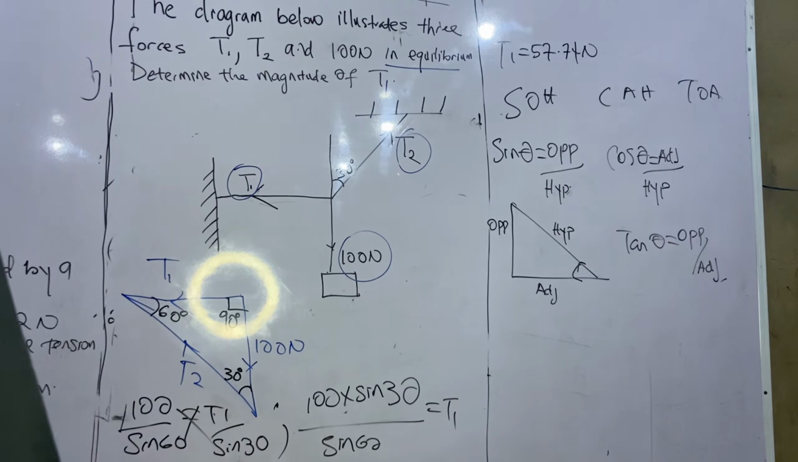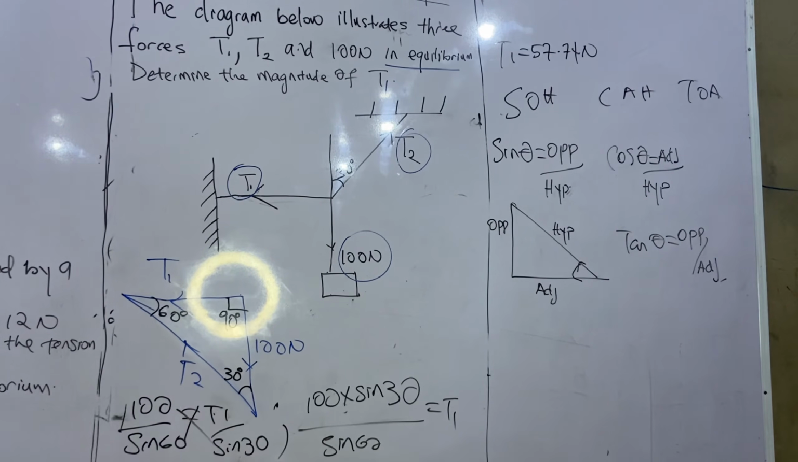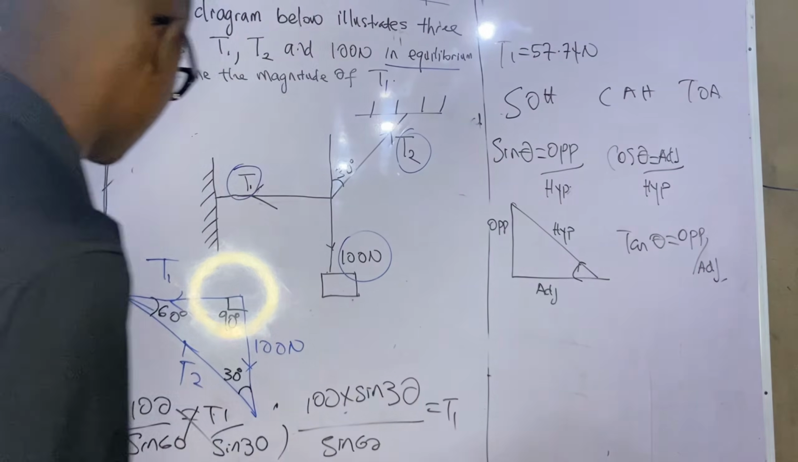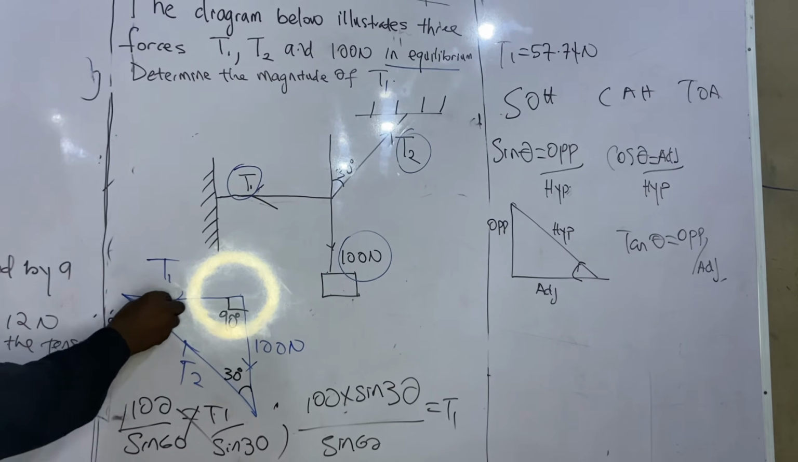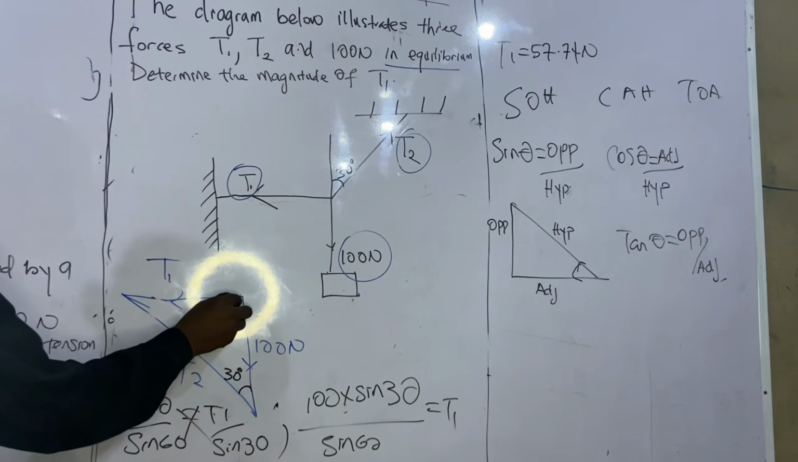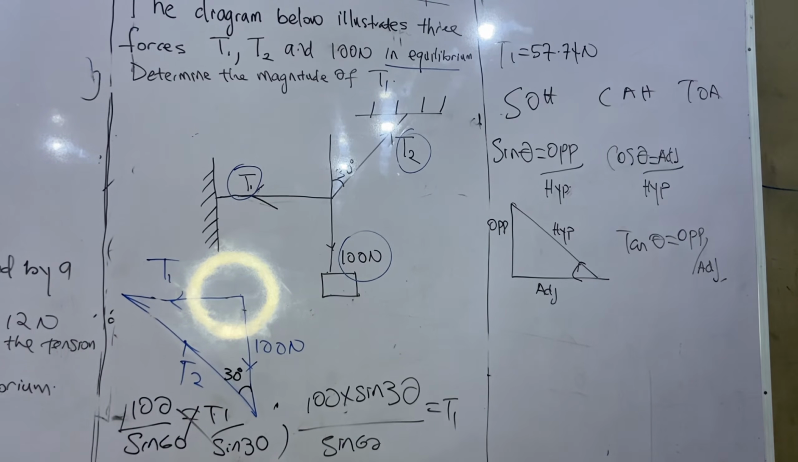So let's assume we want to use this SOHCAHTOA to solve for T2. I might clean some things that we did not have there before, my duster. We did not have this here before, and we did not have this here too. Let's assume we don't have all this. So how do we look for T2?